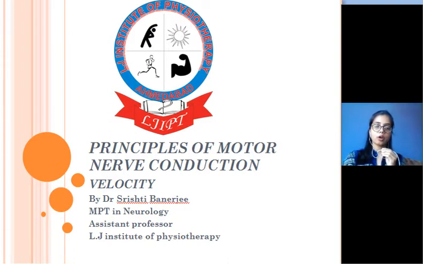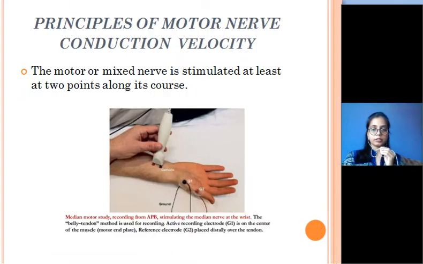So, a motor or a mixed nerve is stimulated at least 2 points along its course. As you can see here in the diagram, G1 is the active recording electrode. G2 is the reference electrode, right? And this is the stimulating electrode. This is a median nerve motor study, and the potentials are recorded from the abductor pollicis brevis.